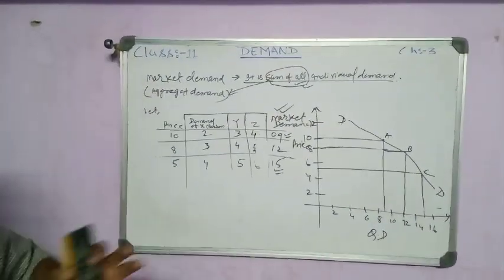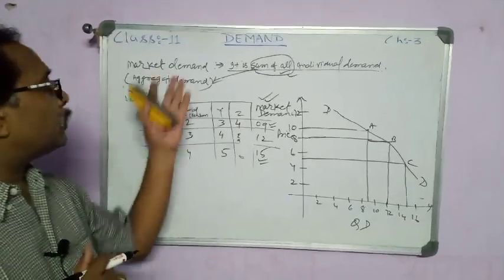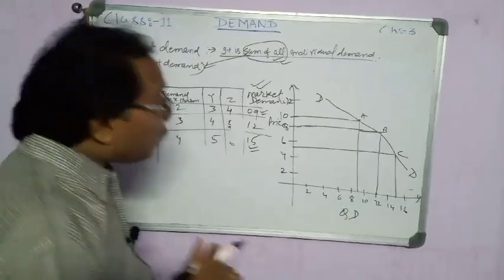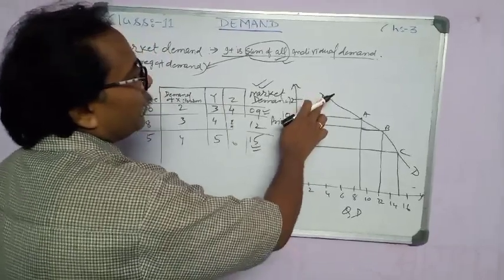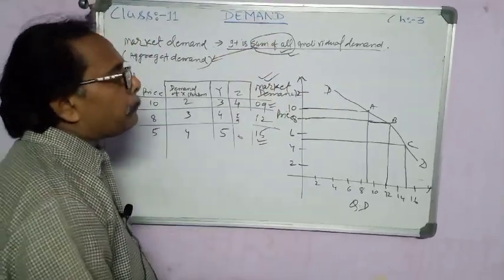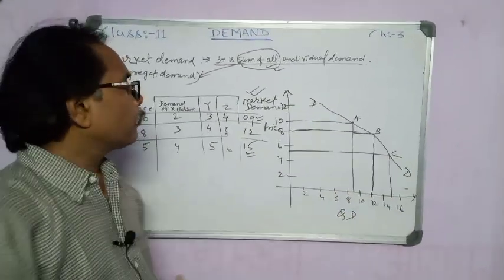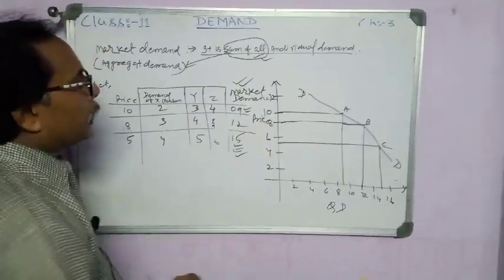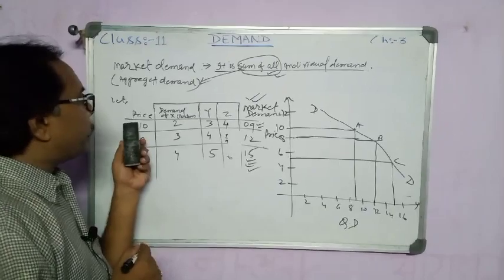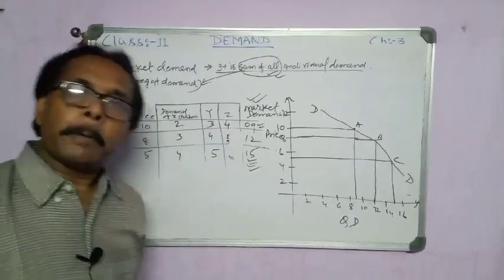So in this way we can derive the market demand. So what is the basic difference between the individual demand curve and the market demand curve? The individual demand curve is steeper, whereas the market demand curve is flatter, because more units can be purchased at the same price by the different groups of people.